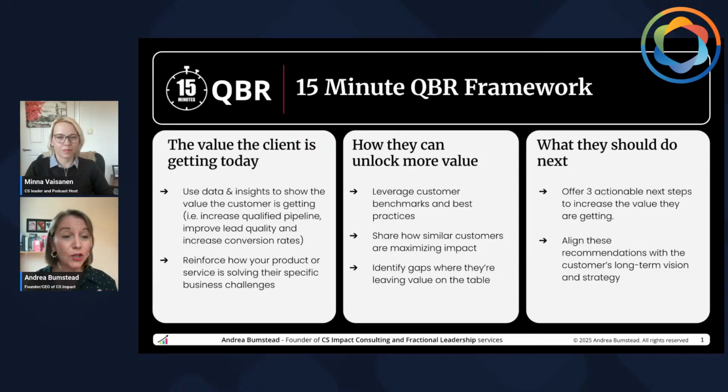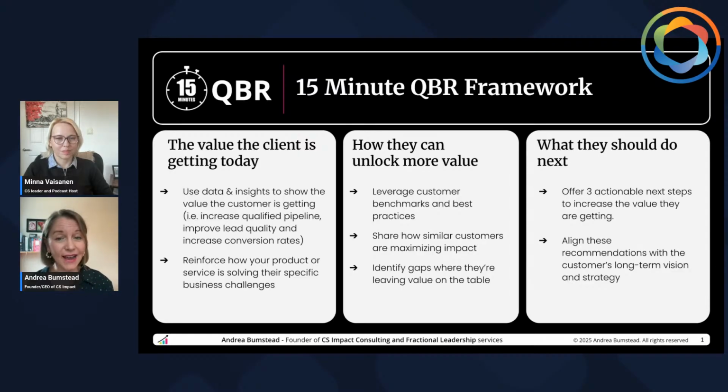So this is where your expertise really comes into play. And I always say, as customer success leaders and as CSMs, no one is talking to more customers than us. No one has more insights than we do. And so this is where you can really talk about how your customer or client can get more value. You can do that through leveraging customer benchmarks and best practices, sharing how similar customers are maximizing their impact with your product or service, and then identifying any gaps where your customer or client is leaving value on the table. So how do they unlock more value as it again relates to their strategic business priorities?